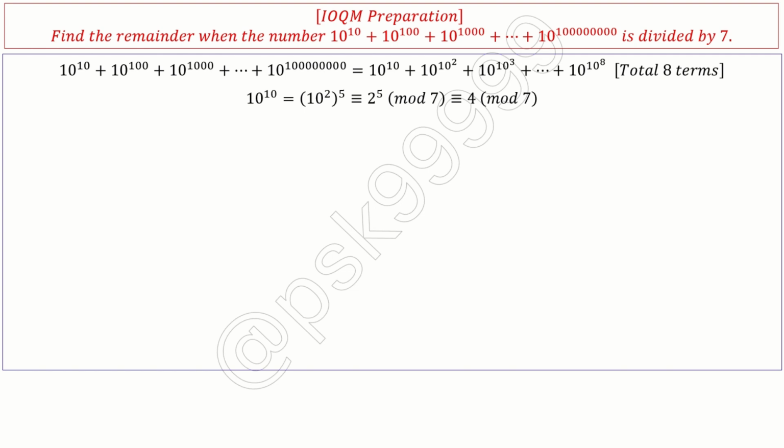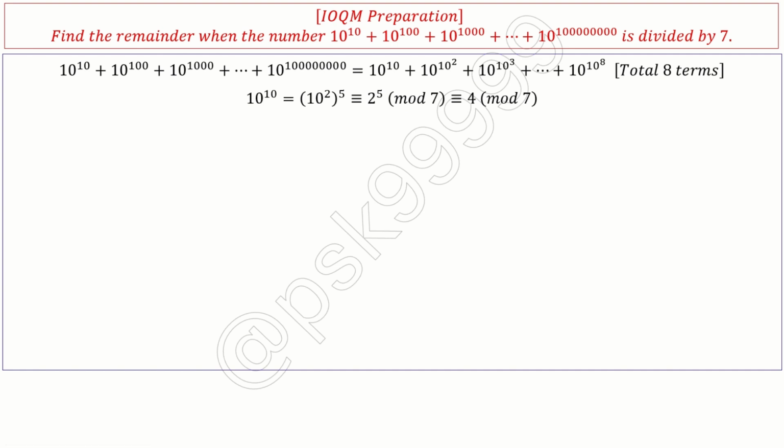So 100 mod 7 is 2. In the 7 table you have 98, so 100 mod 7 is 2. So the remainder becomes 2 to the power of 5. Now 10 to the power of 10 when divided by 7, 2 to the power of 5 is the remainder, which is congruent to 4. 2 to the power of 5 is 32, and 32 divided by 7 gives remainder 4. So now we have found it for 10 to the power of 10.